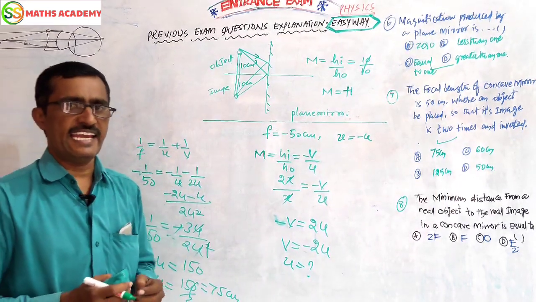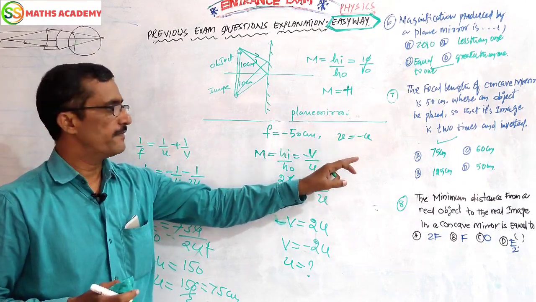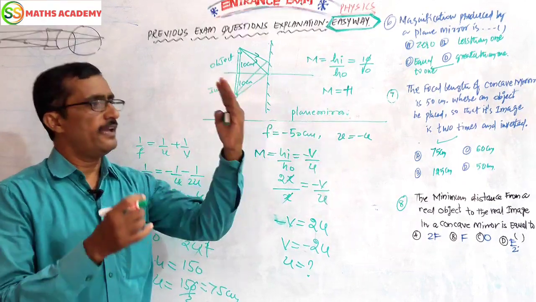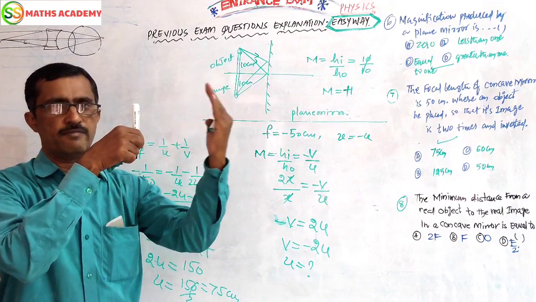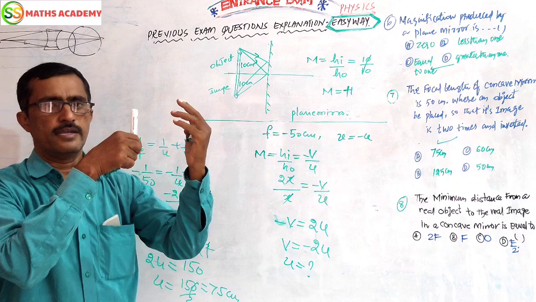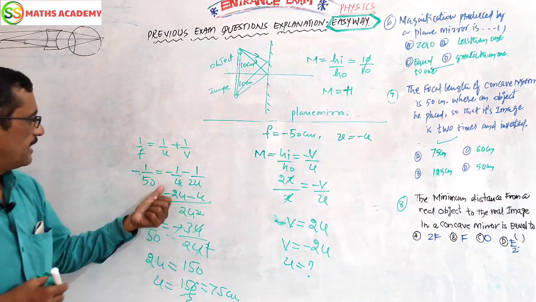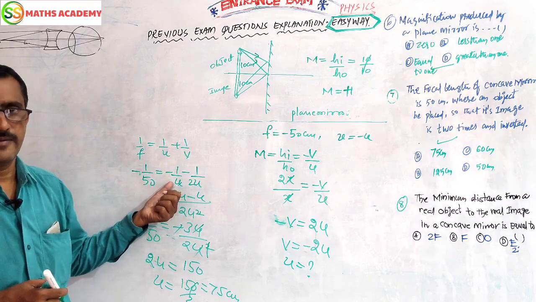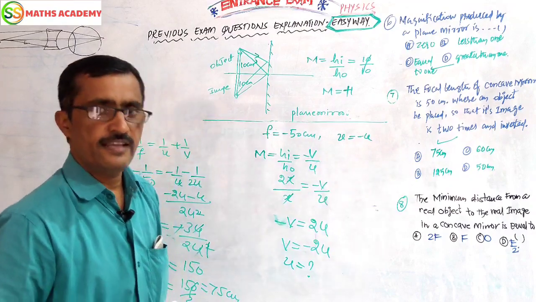But we should take the sign convention, children. Why are we taking u equal to minus u? Because the object is always placed in front of the mirror, on the left side of the mirror. So according to sign convention, u is taken as negative. That's why here we have to take the negative sign. Thus we can find the answer equals 75 centimeter.